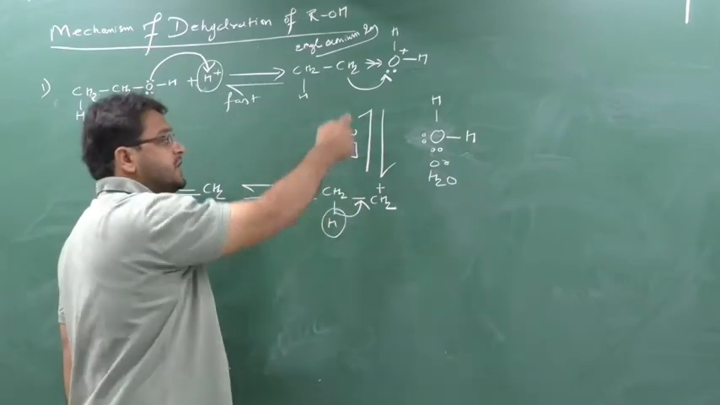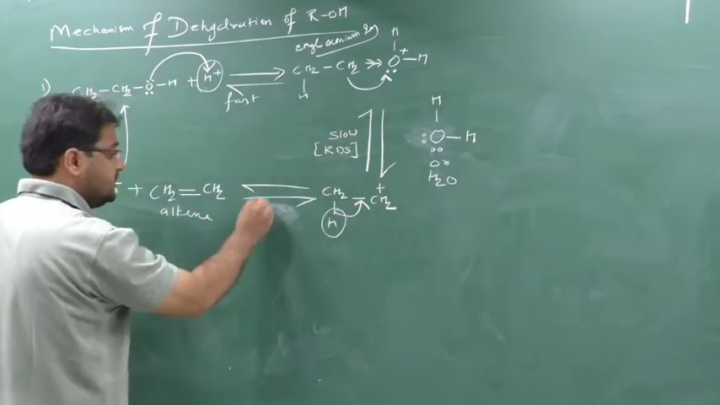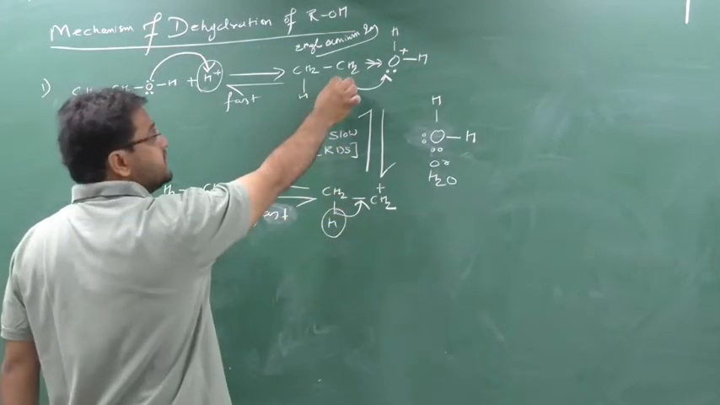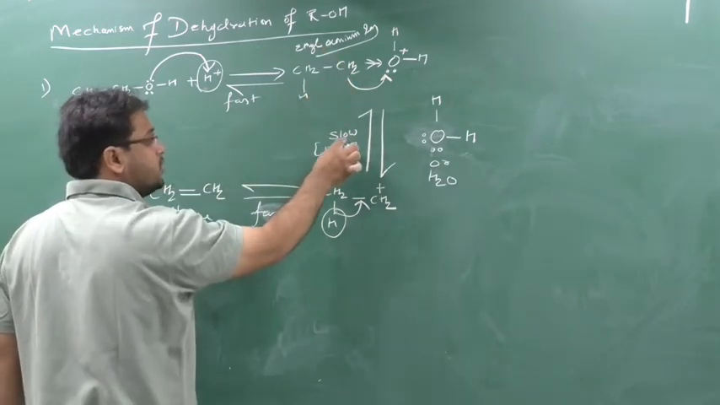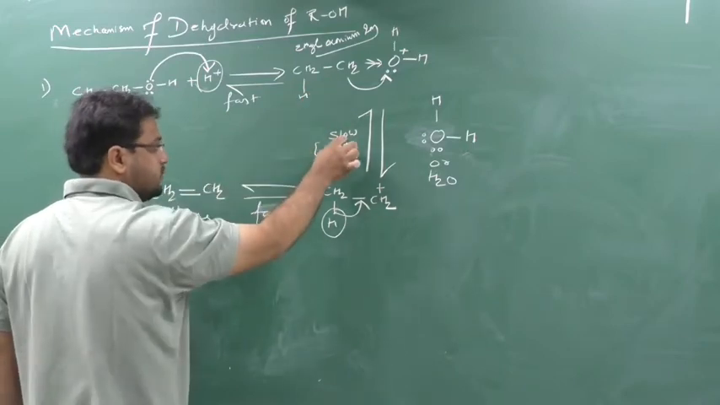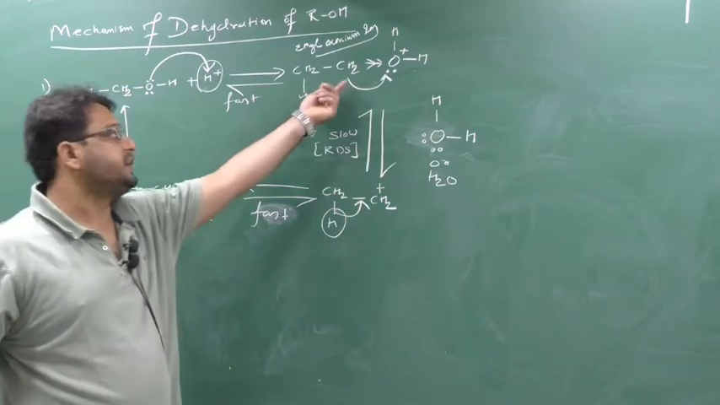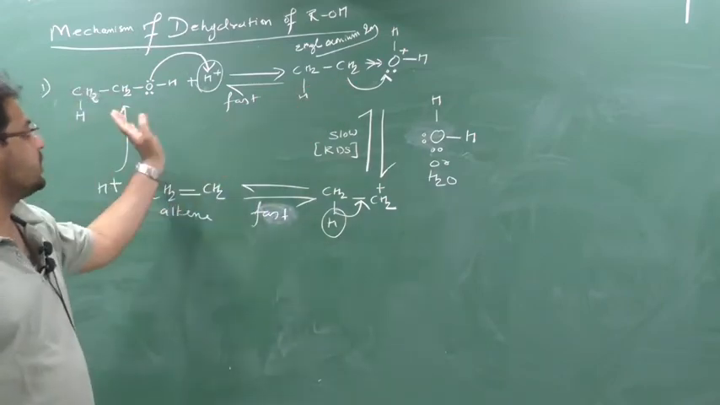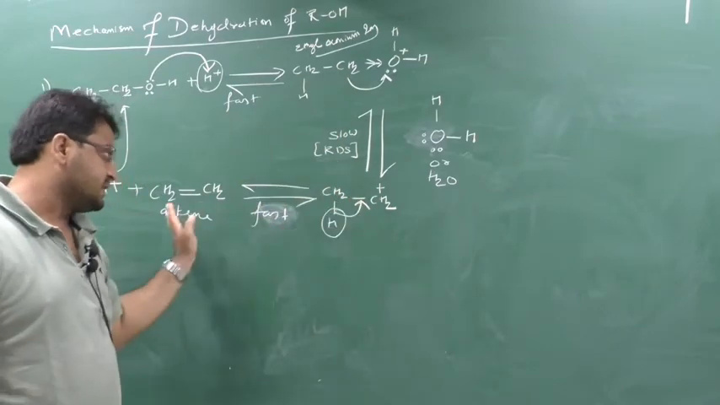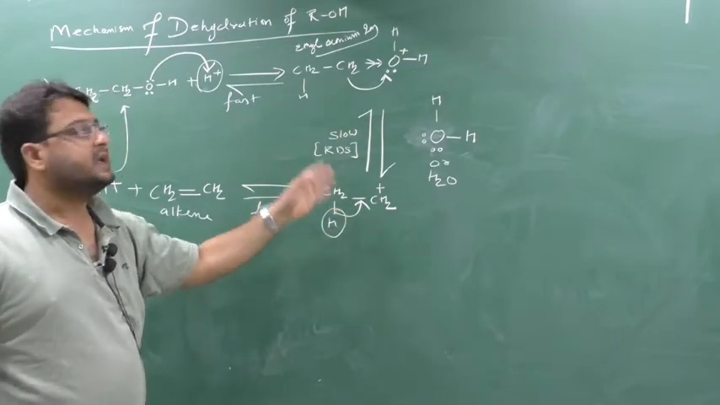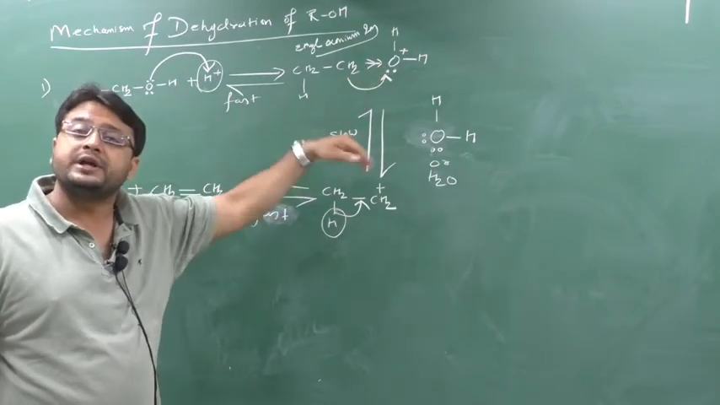Here it depends which type of alcohol reacts. If it is a 3 degree alcohol, this reaction is fast, and this reaction also is fast. So when it is 3 degree, instead of slow, it will be fast. That's why dehydration will take place very easily if it is a 3 degree alcohol. If it is a 2 degree or a 1 degree alcohol, this reaction will be slow. This reaction is fast, but this reaction is slow. Due to this, it is difficult to remove the water from a 1 degree alcohol. Hence the reaction will be very slow for dehydration of 1 degree.